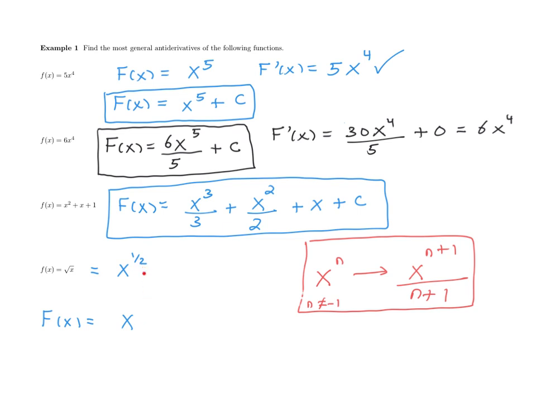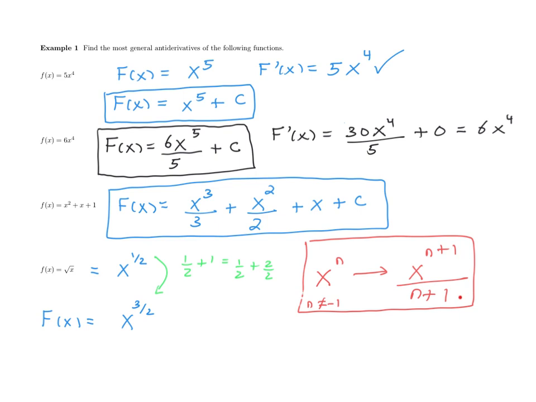This is a 1/2. What exponent should I put up here? It should be 1 more than 1/2. So essentially, I'll take 1/2 and I'll add 1 to it, which is the same thing as adding 2/2. I think the exponent we want is 3/2.